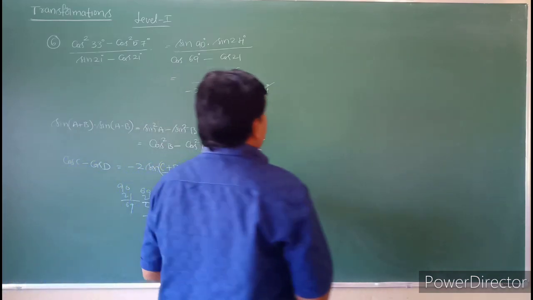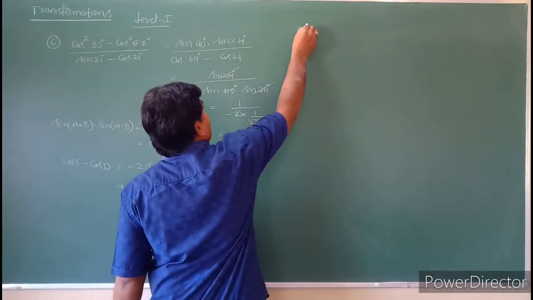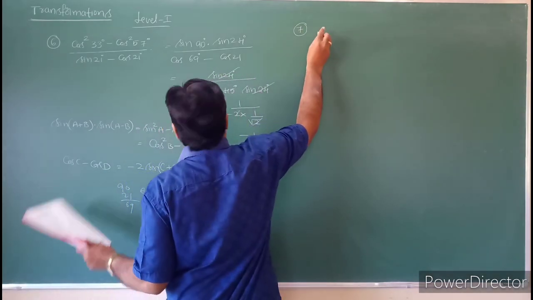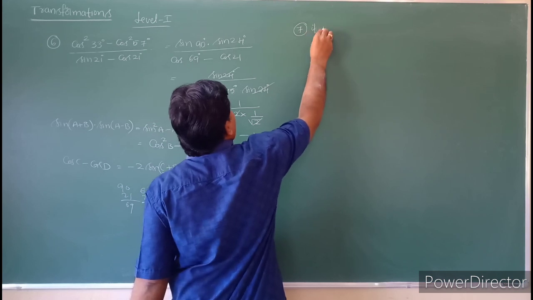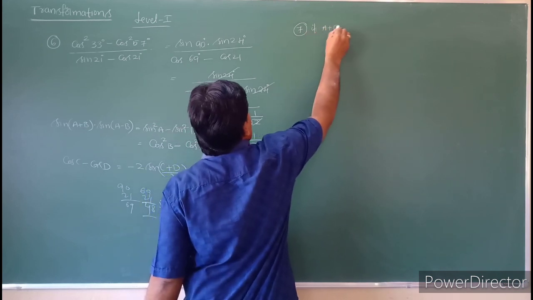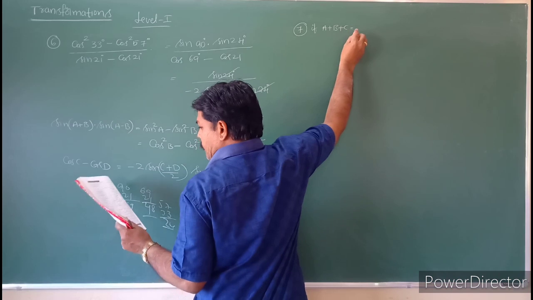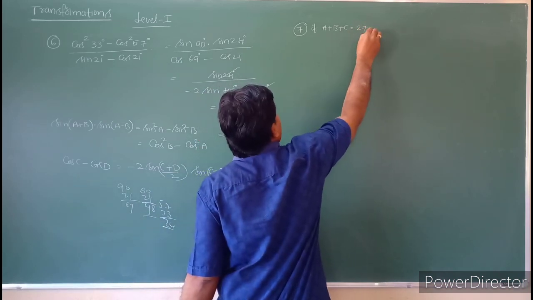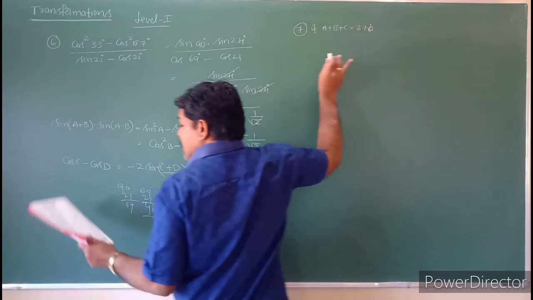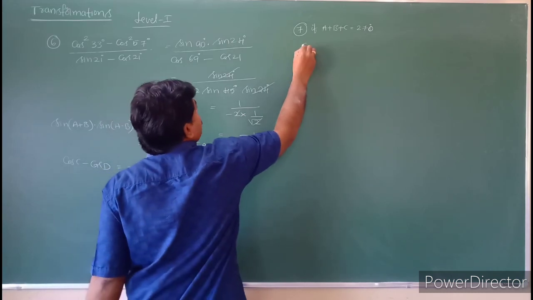See the question number 7. So what is question number 7? If A plus B plus C is equal to 270 degrees, then what is the question they are asking?